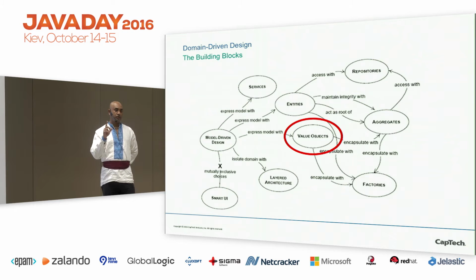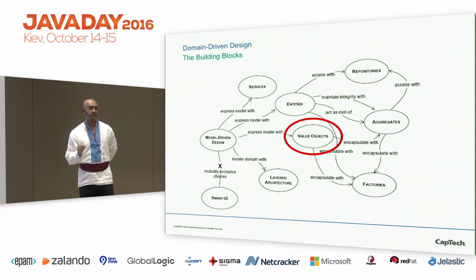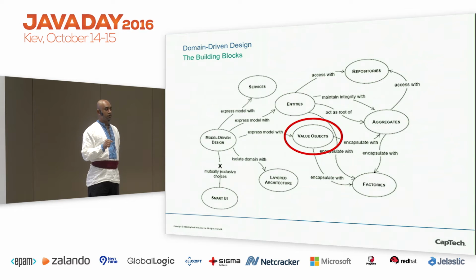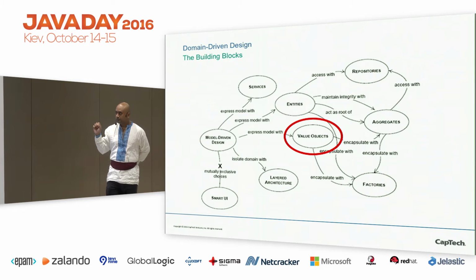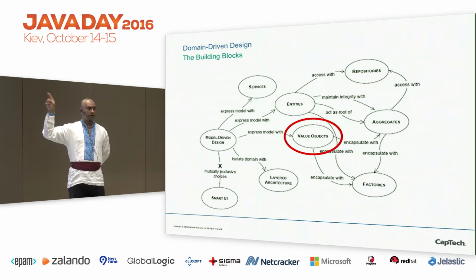That's a separate concept called a DTO, or data transfer object. Value objects are not quite that. Can anybody guess if these are also things? They're obviously important parts of the domain. Pardon? Not quite. Yes, sir. Somewhat. So value objects get their identity because they are attached to entities.